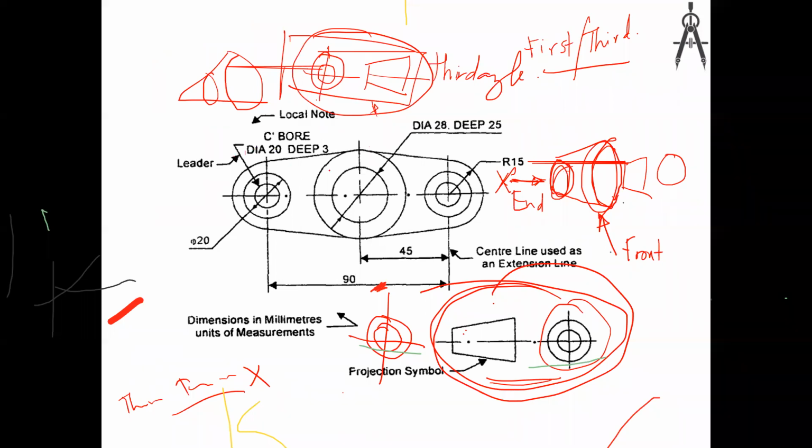So if you see this one, certain types of dimensions are given. Okay, R15. Diameter 20, deep 3, C bore. Center bore. So bore means a hole, right? A hole with a depth. Deep is 3 millimeters, right? C bore means counterbore.